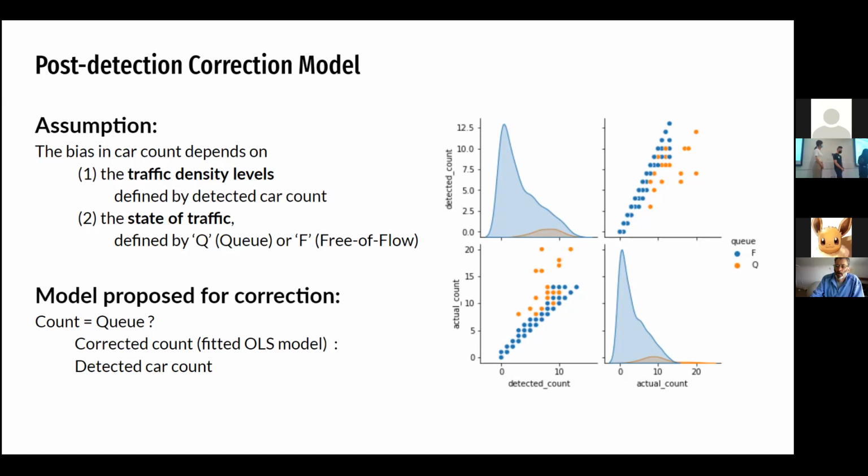When it's at Q, the ground truth seems to deviate from the detected car counts and appears to be noisier. So the model proposed for our correction is that we check whether there is a queue or free flow. If it's a queue, we apply the corrected car count using the fitted ordinary least squares model, and otherwise we just use the detected car count because it does not seem to suffer from this undercounting bias that much.